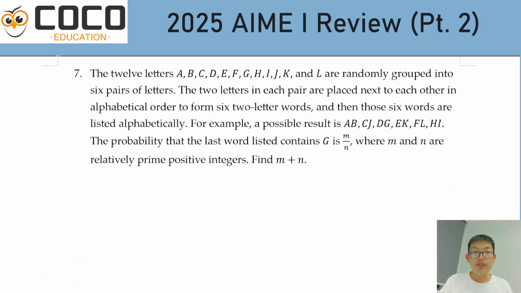Next up is number 7. Another counting question where we are pairing up these 12 letters, and then the 6 two-letter words are formed using the pairs in alphabetical order. And then the 6 words themselves are also arranged alphabetically. Now we're asked for the probability that the last word listed contains G.